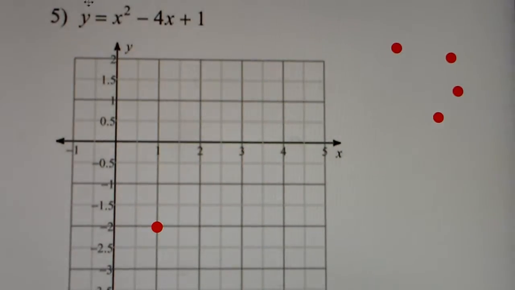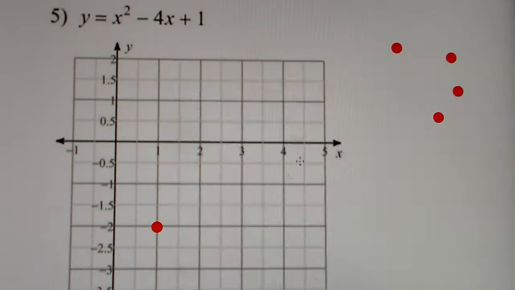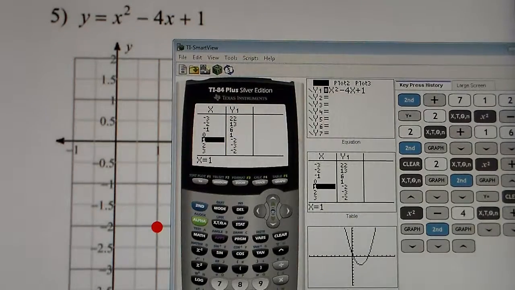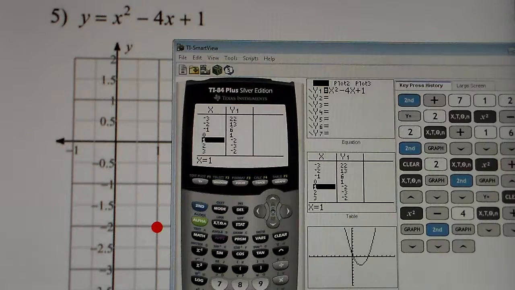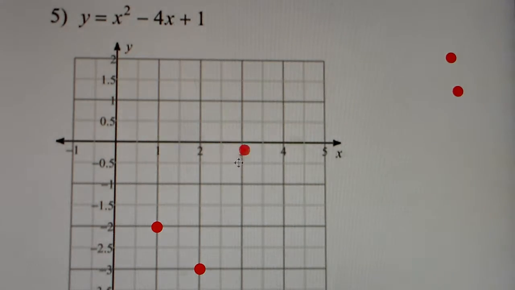So we're going to plot that point: 2 to the right, 3 down. We also then have 1, negative 2, 1 to the right, 2 down. And 3, negative 2, 3 to the right, negative 2.